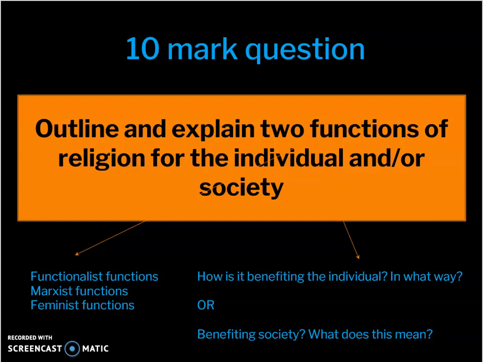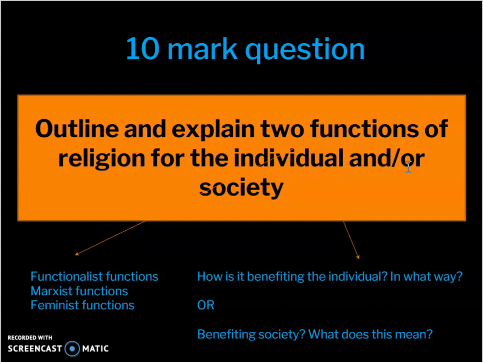So in order to answer this accurately, you need to identify the 2 parts that you need to show links between. We're going to call them part A and part B. In this question, your part A is your function. You can look at a range of different functions from Functionalist, Marxist or Feminist. Now your part B, that you've got to apply this function to, is the individual and or society. So you've just got to choose one of those.